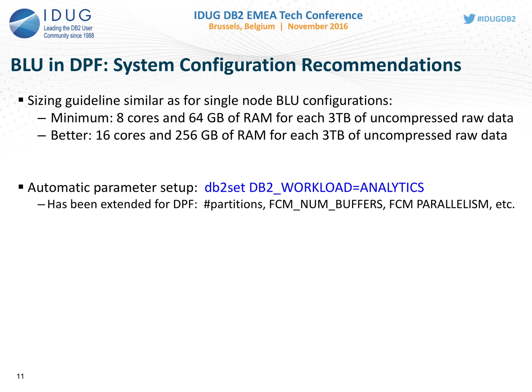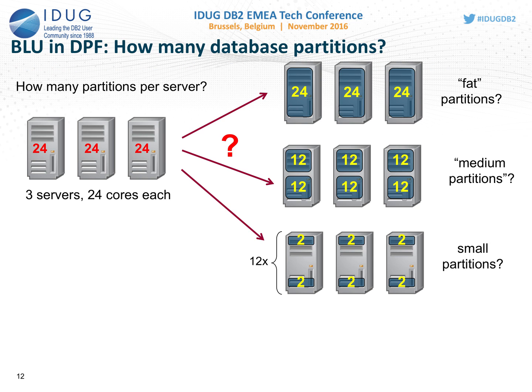And then, of course, another important question is, let's say we are designing a new DPF system: how many partitions, right? How many partitions per server? What should be the ratio of CPU cores per database partition? Does that change with BLU at all? So here, in this example, I'm looking at 3 servers, each with 24 cores, and I have different options. I could put just one big partition per server, or maybe use very small partitions.